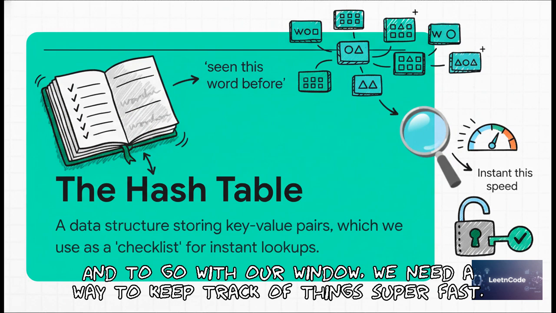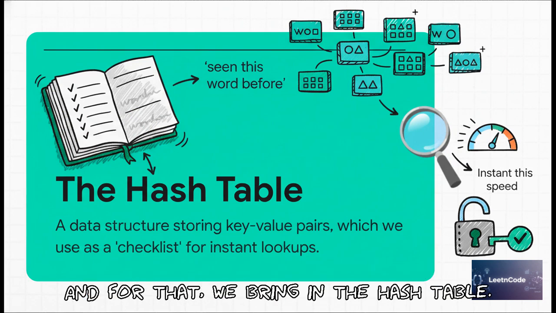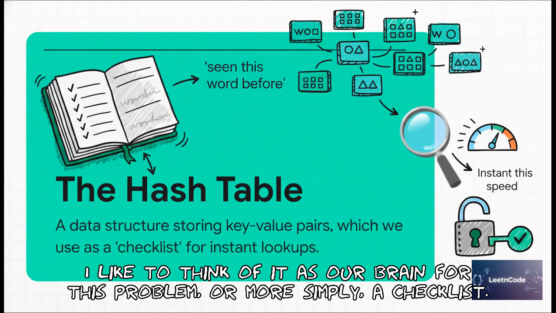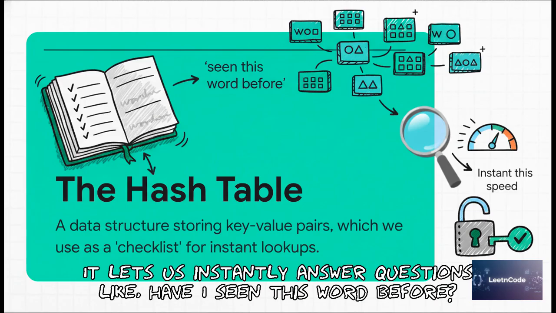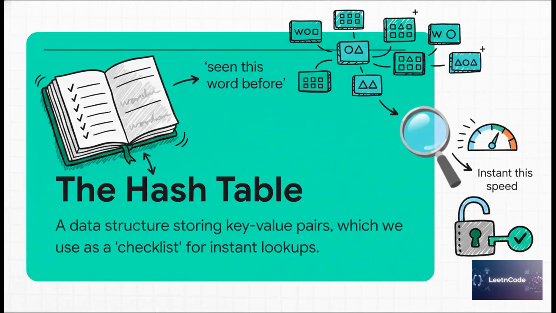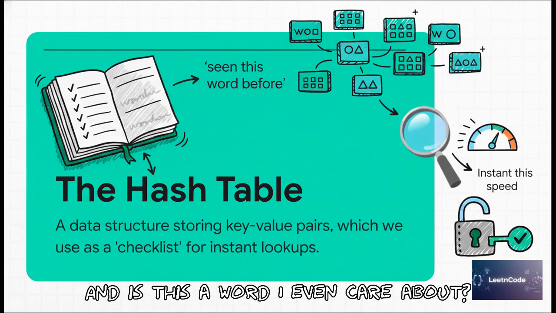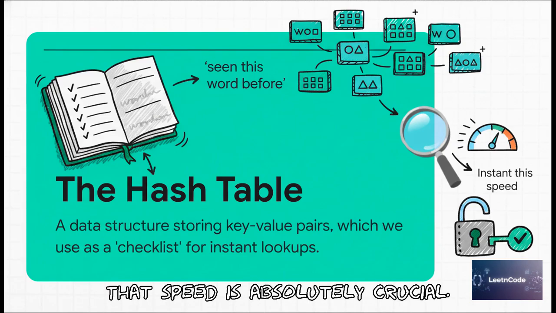And to go with our window, we need a way to keep track of things super fast. And for that, we bring in the hash table. I like to think of it as our brain for this problem, or more simply, a checklist. It lets us instantly answer questions like, have I seen this word before? And is this a word I even care about? That speed is absolutely crucial.